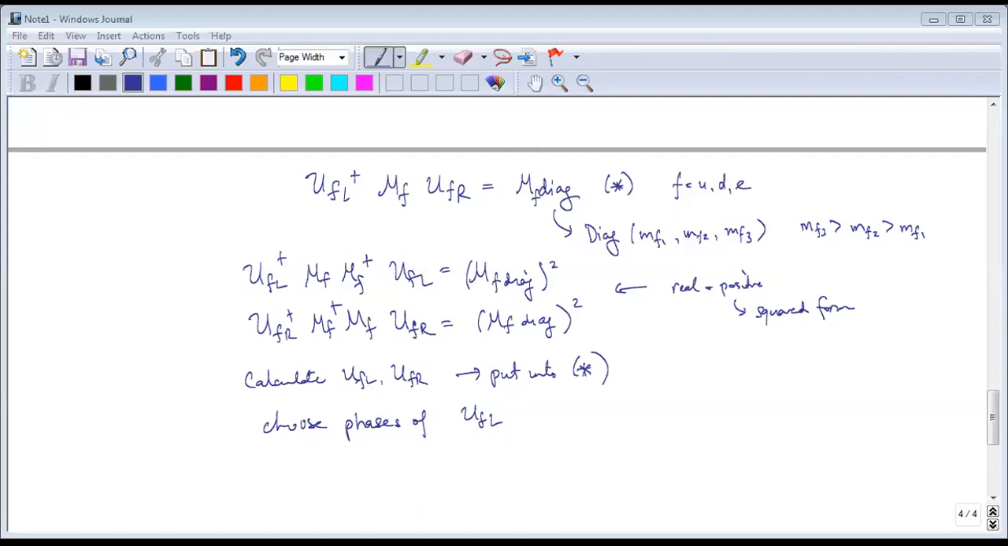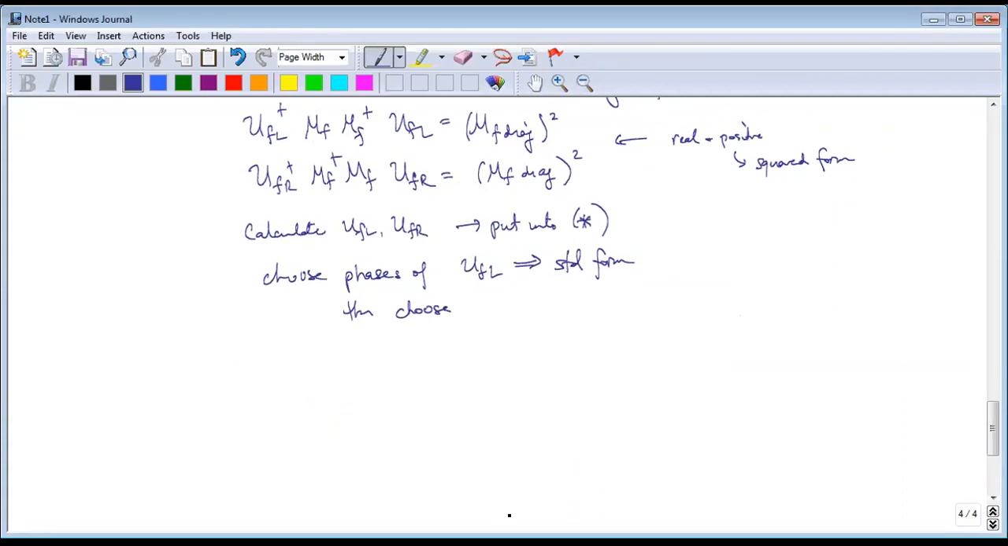Okay, so we're going to choose the phases of the left-handed objects, because eventually they're going to show up in the charged currents. I'm going to put them into a standard form. And then after we do that, we still have the situation where we don't have real or positive eigenvalues in the star.